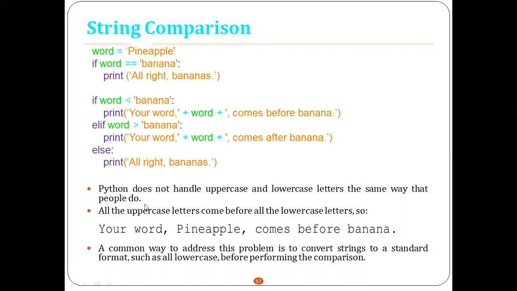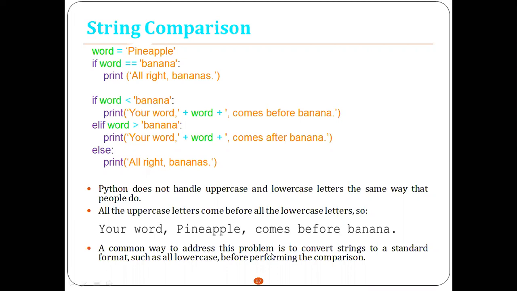So Python doesn't handle uppercase and lowercase letters the same way that people do. All the uppercase letters come before all the lowercase letters. In this case, the uppercase P appears much before the lowercase b. That's why it will print that your word, pineapple, comes before banana. All the uppercase letters come before all the lowercase letters.